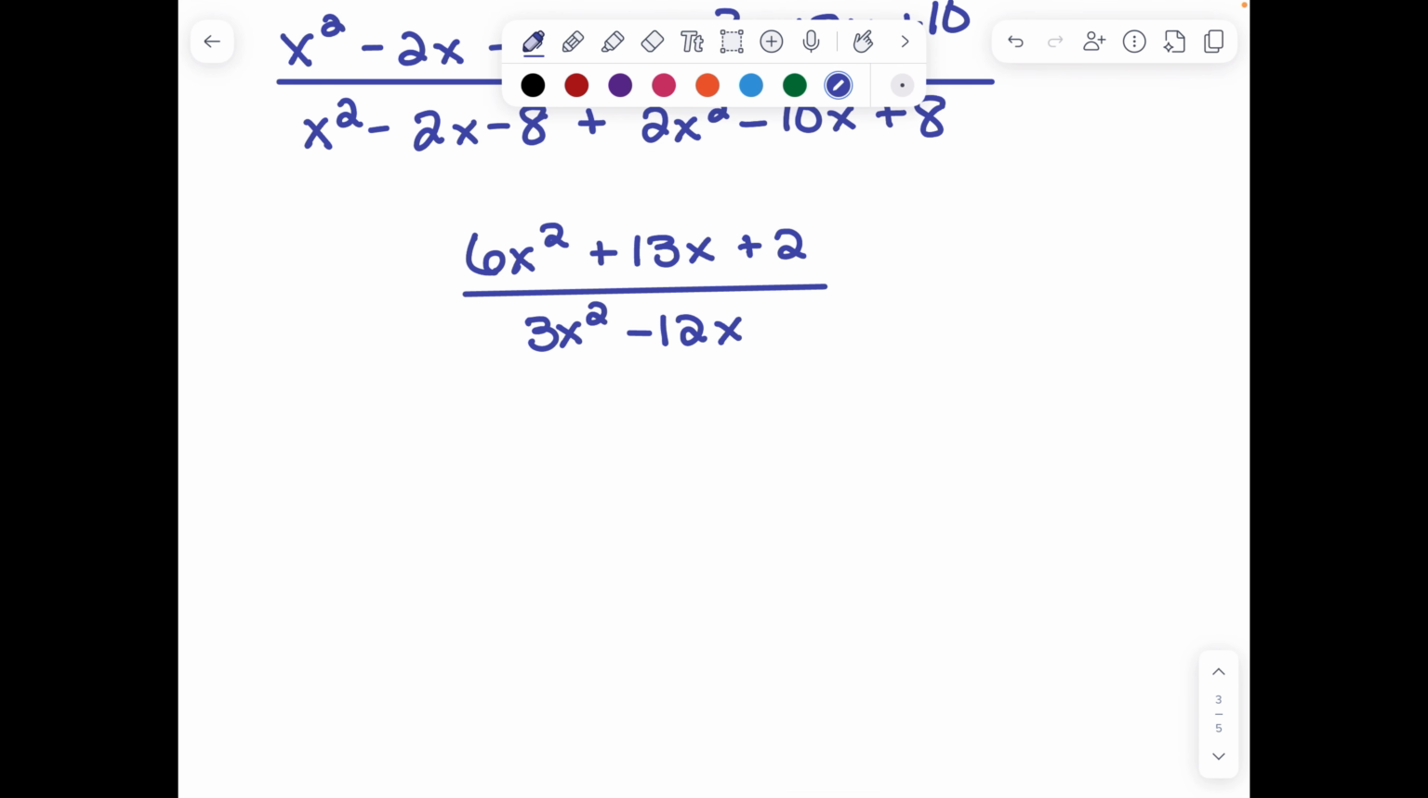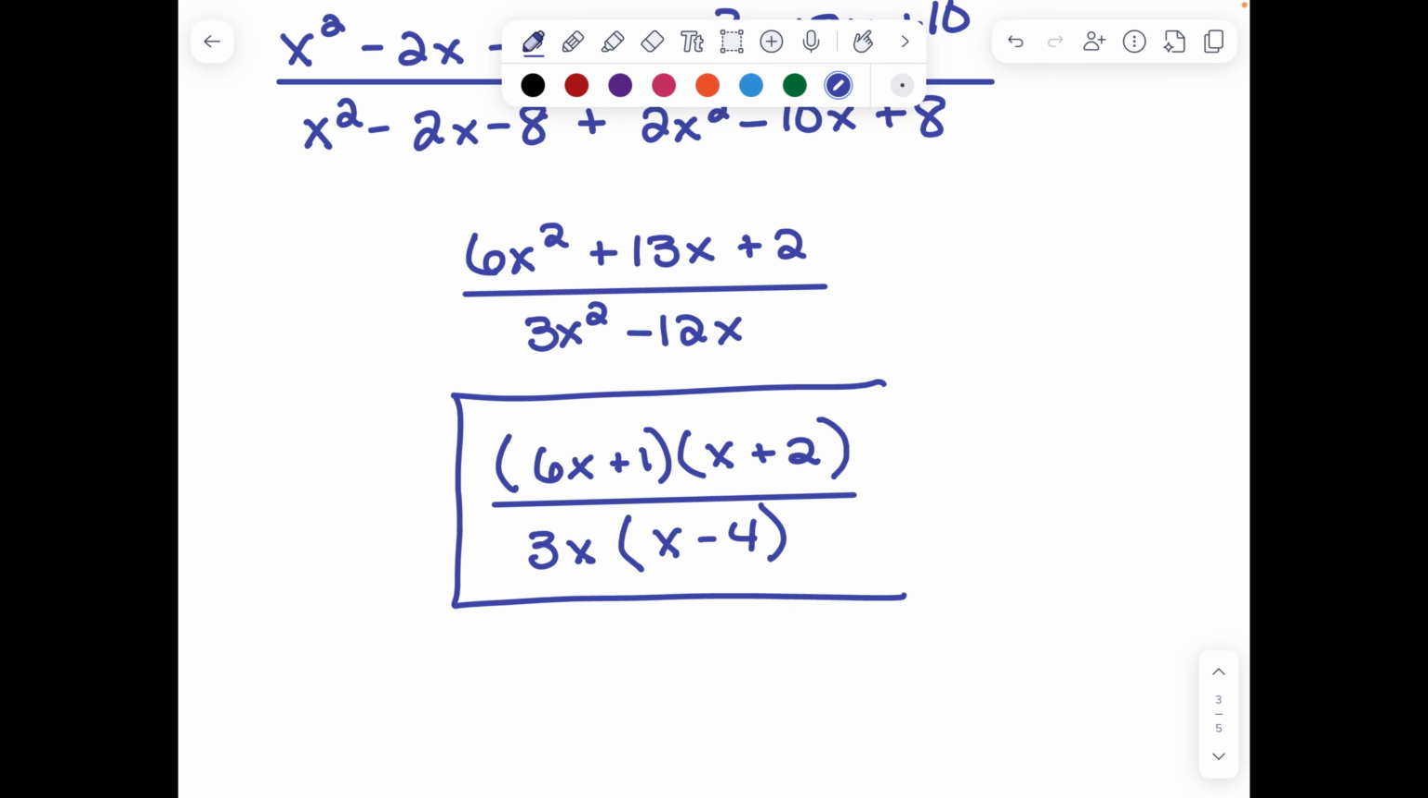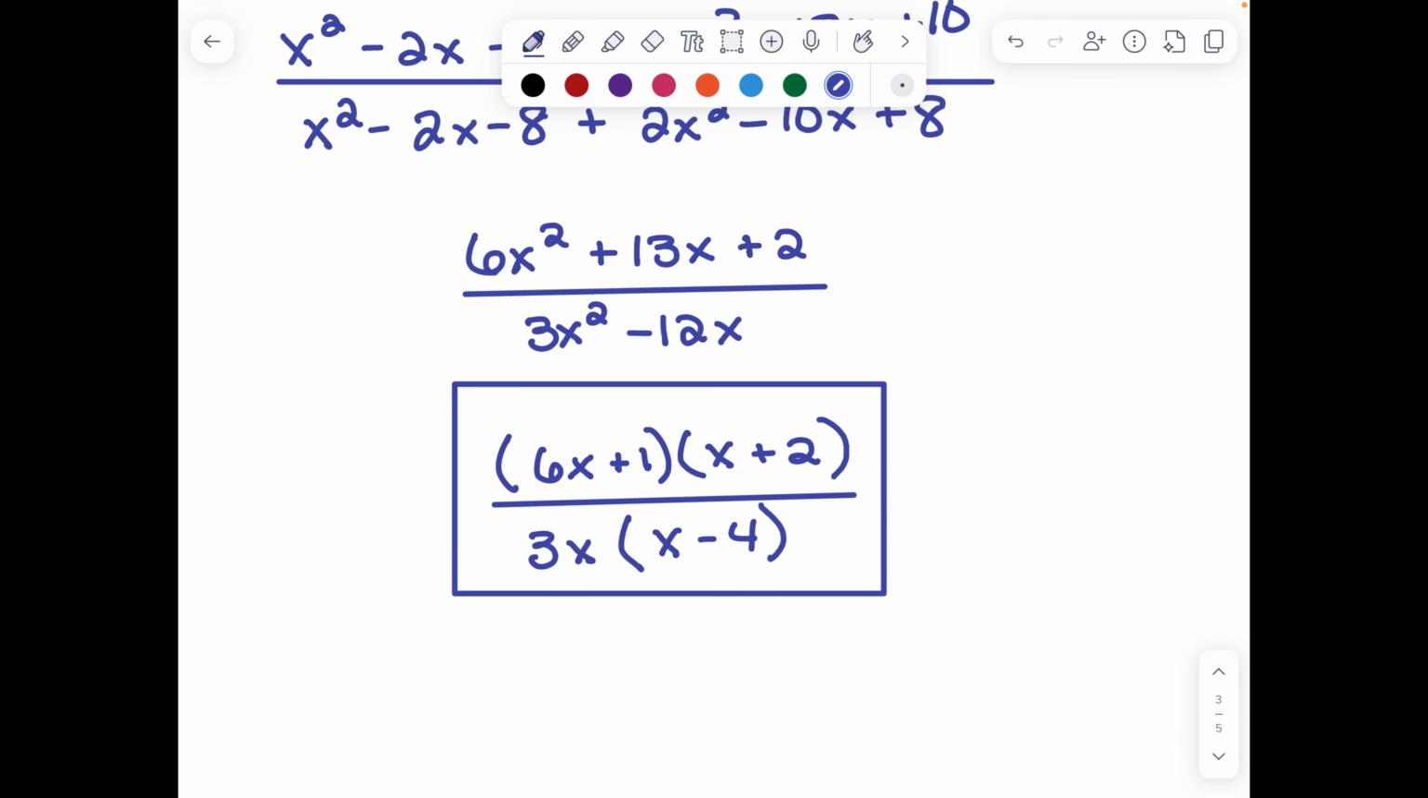I see that I can factor both our numerator and denominator. So this factors into 6x plus 1 times x plus 2 all over 3x times x minus 4. We can't simplify anything more, and we don't need any restrictions. So there is our final answer.